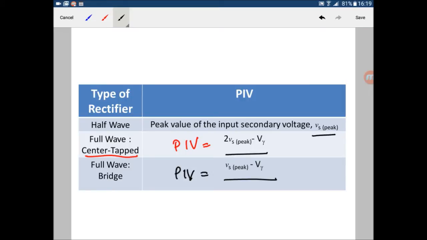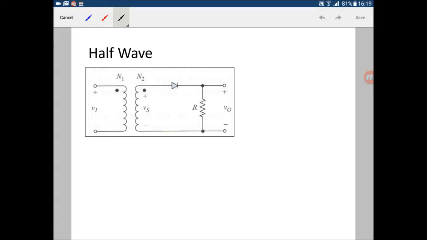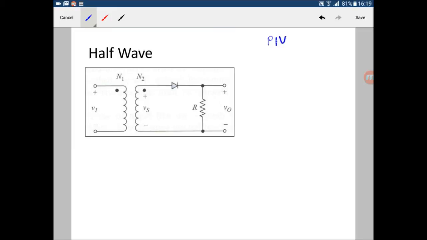Okay, so now we'll go through some derivation. So let's look first at the half-wave rectifier circuit over here. Now we are interested in the peak inverse voltage, so it means that we are looking at when the diode is in reverse bias. So in order for this diode here to be in reverse bias, the P side should be connected to negative, and the N side here should be connected to positive.